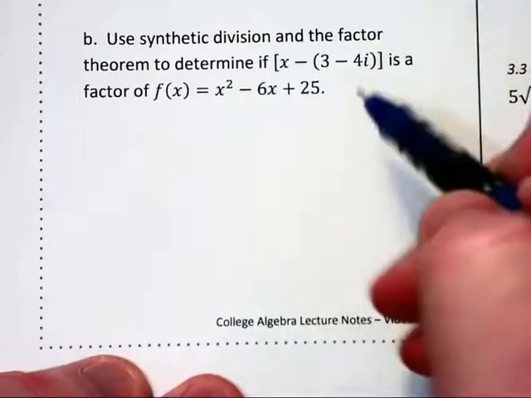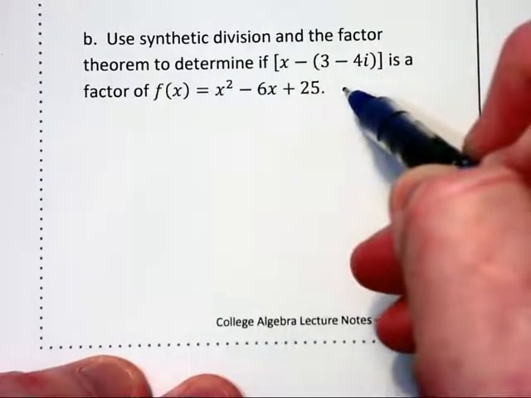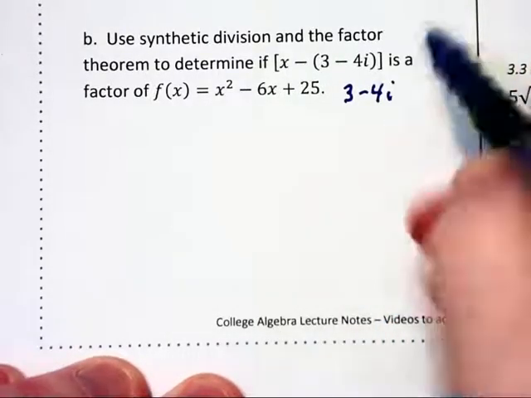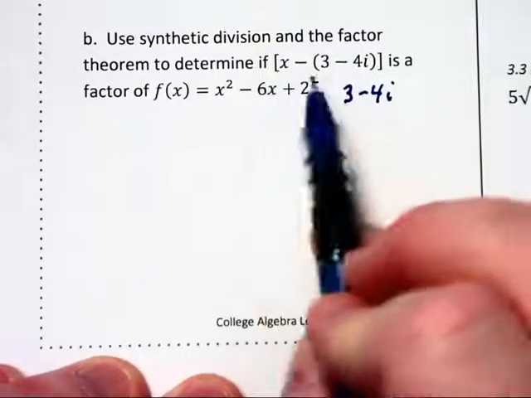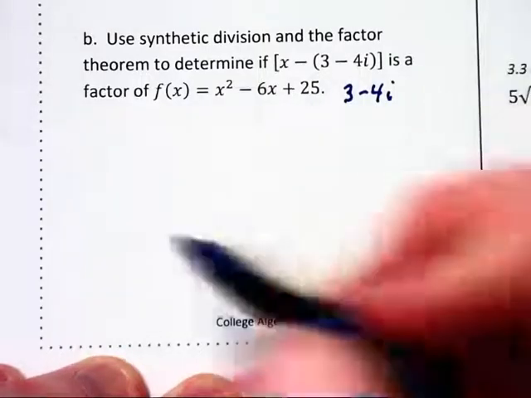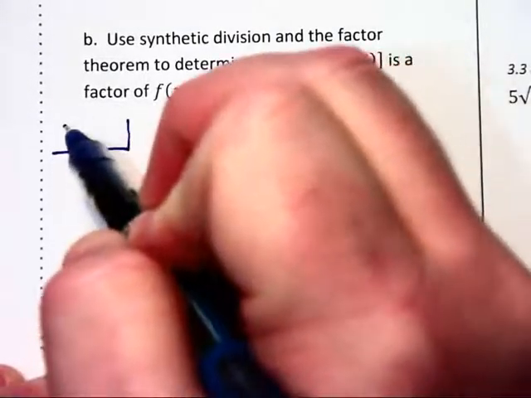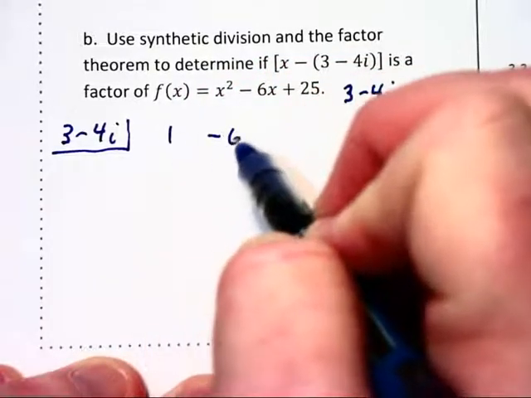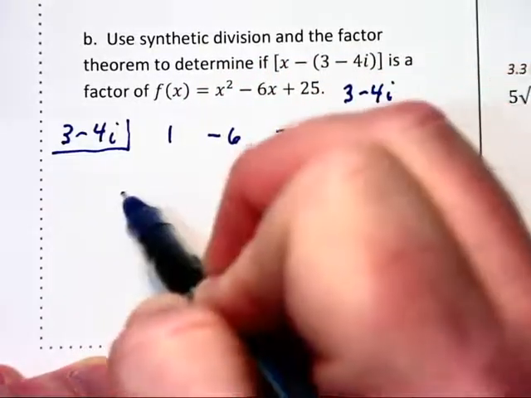Let's do the same thing again, but this time we're going to determine is 3 minus 4i a 0, meaning x minus this quantity 3 minus 4i is a factor. So 3 minus 4i is going to go out front. We're going to have 1, -6, and 25 as our coefficients.